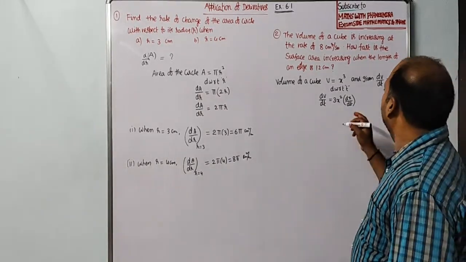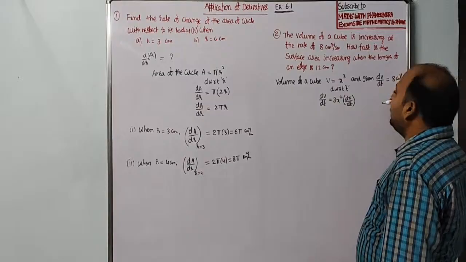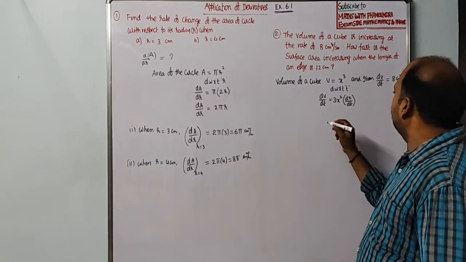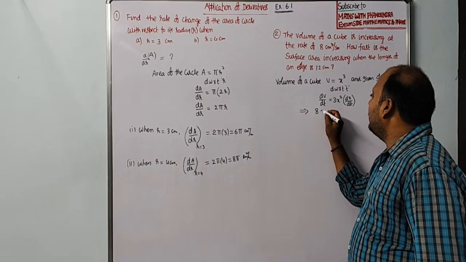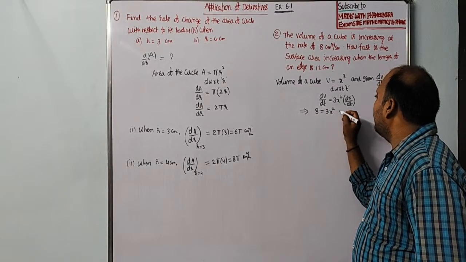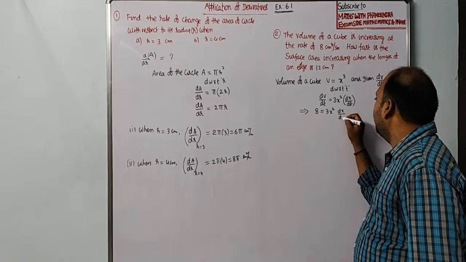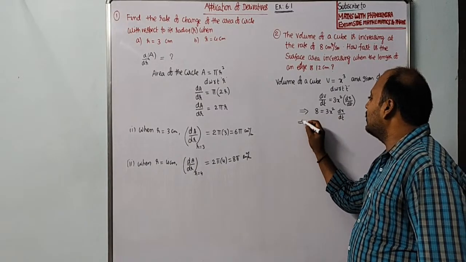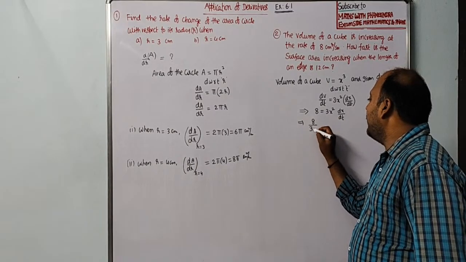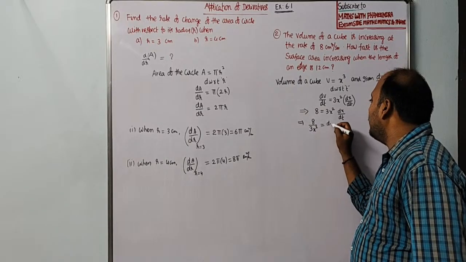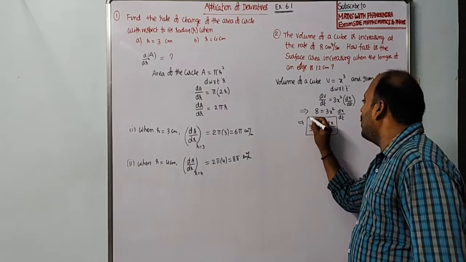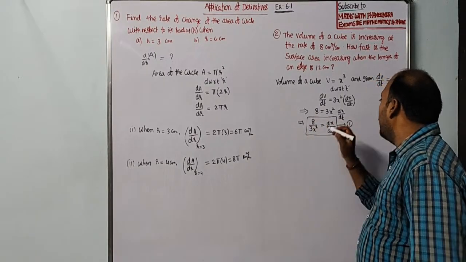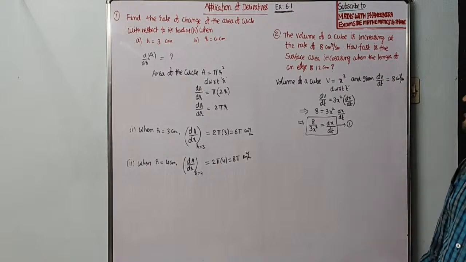In place of dV by dt, you replace with 8. So it becomes 8 equal to 3x square into dx by dt. So the 3x square also bring to this side. 8 by 3x square is equal to dx by dt. So put it in a box and keep it as equation number 1. I hope you understand, students.